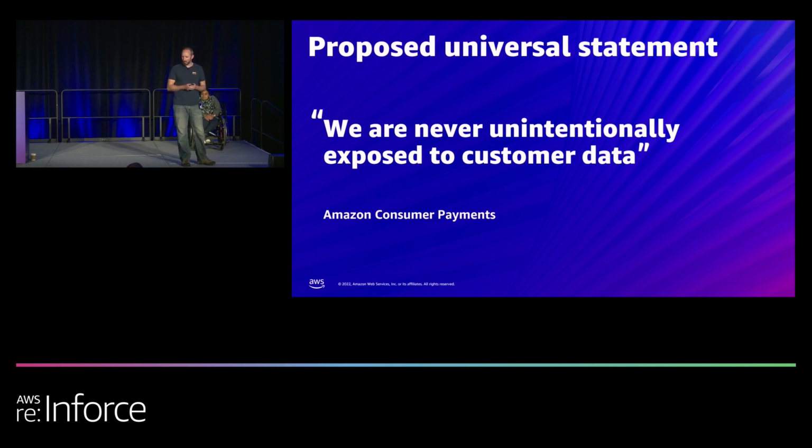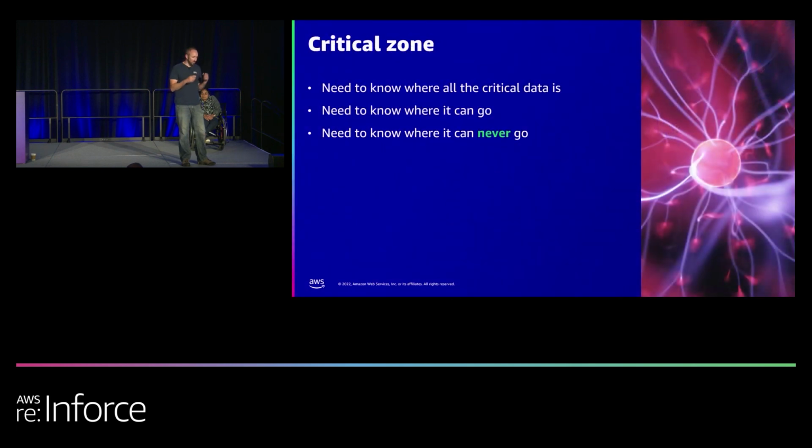Now, how do we go about actually proving this universal statement? We're developing a system that I'll call the critical zone. This is mapping out all the places where critical data is used within Lumos, where that data can go and where it can never go. If you think of Lumos like a nuclear power plant, then the critical zone is the reactor. It's where the nuclear fuel is, but also everything contaminated by it, the control rods, the coolant.